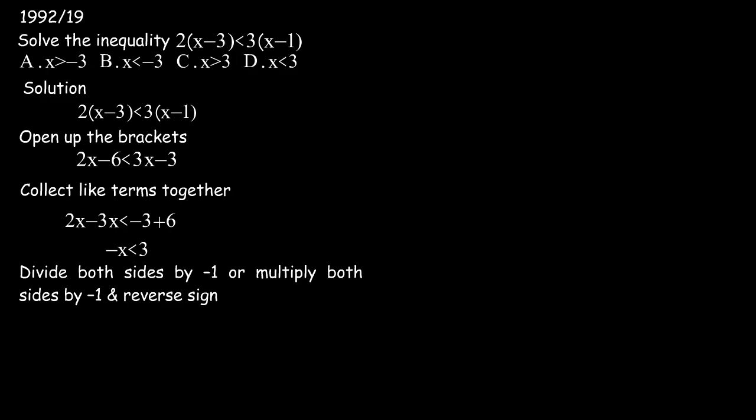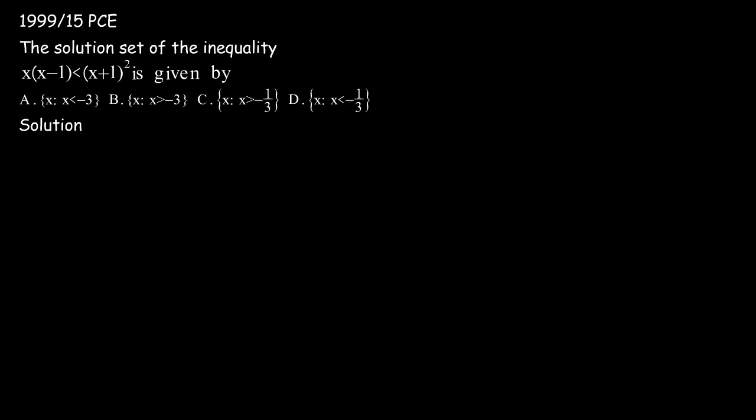Next, we divide both sides by minus 1, or multiply both sides by minus 1, and we're going to reverse our sign. When we do that, it becomes s is greater than minus 3, and our correct option is A. We have another question from 1999 that states: the solution set of the inequality s into s minus 1 is less than s plus 1 in bracket square is given by, and we're given the options.